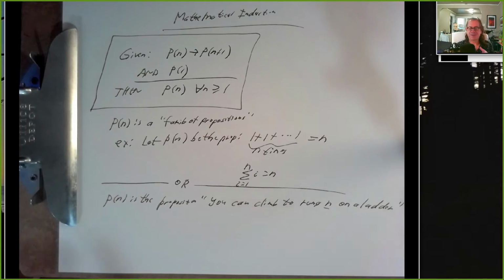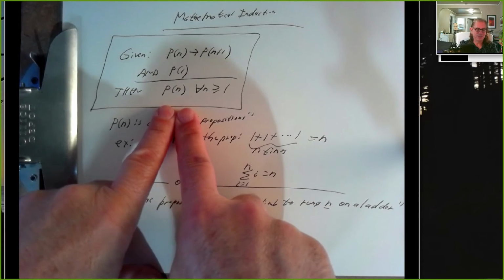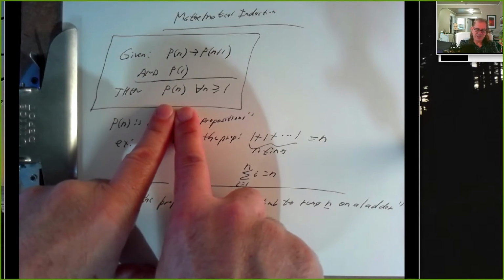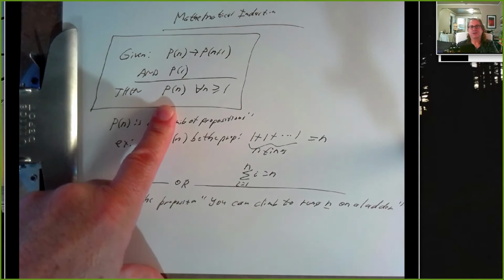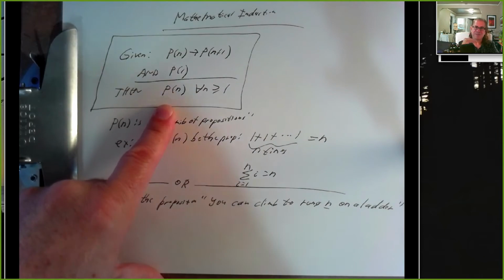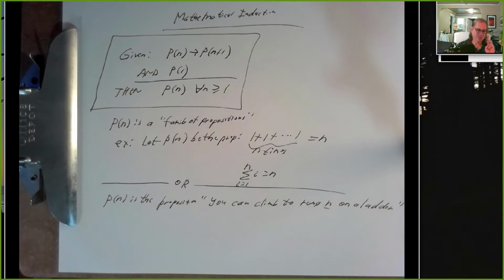So we're going to start with a family of propositions, and we're trying to show that this family of propositions is always true, that every proposition in that family is true, for example, for all n bigger than or equal to 1. And that's a hard thing to do. To prove each of those propositions takes an infinite amount of work because there's an infinite number of those. So proving them one by one is not feasible. But we only have to prove two things.